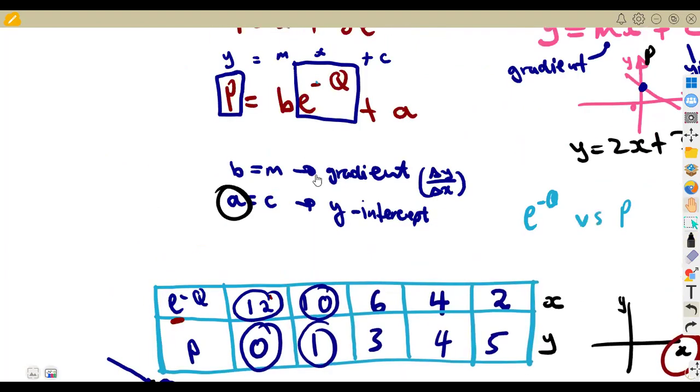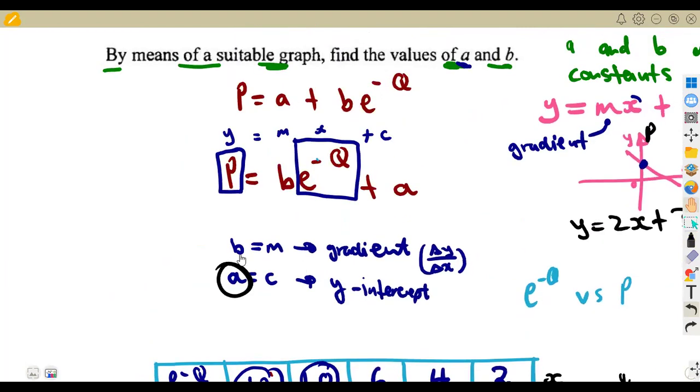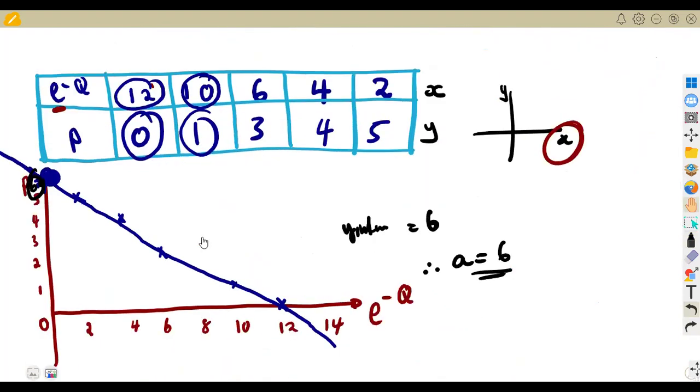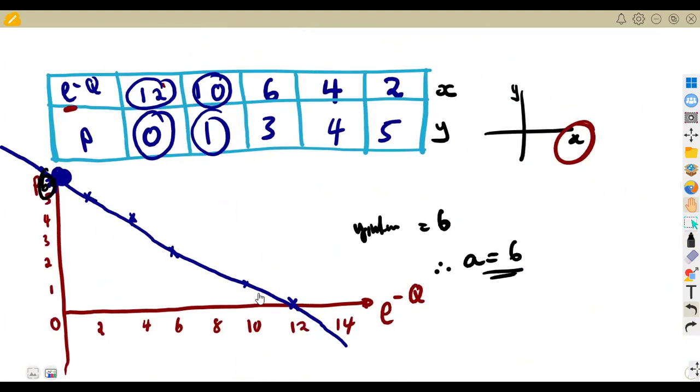What about B? Because we also need to find the value of B. B, we said, is equal to M. And M represents what? The gradient. So in order for us to have the value of M, we simply have to find the gradient of this line. To find the gradient of this line, we can simply use the points here, the change in Y over the change in X. Isn't it, guys? That is what we know. The change in Y over the change in X.